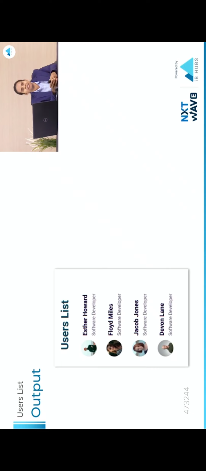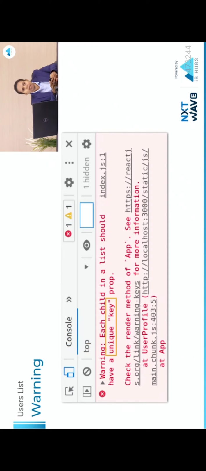So we are done with the user list application. Here, there's one point to note. If you inspect the element, you'll be able to see a warning in this manner. Let's read out the warning: each child in a list should have a unique key called keys.